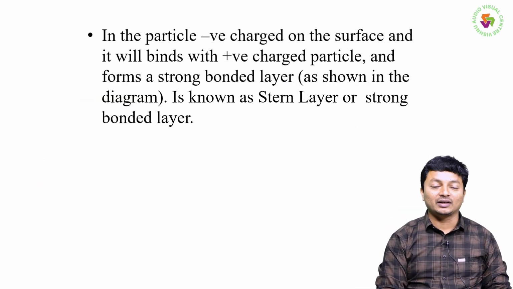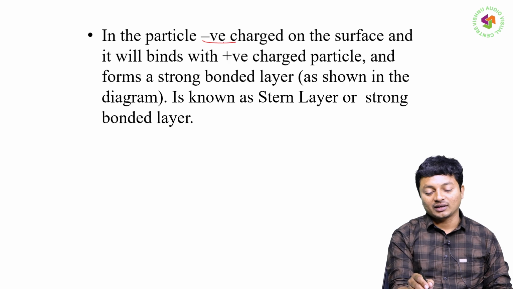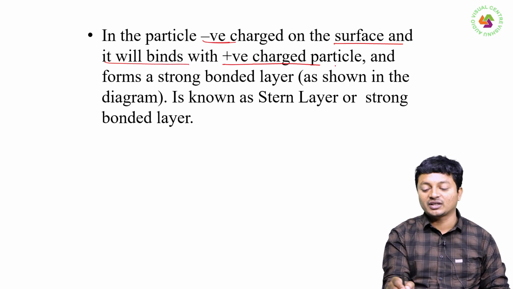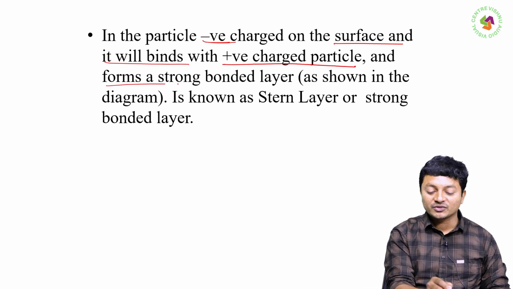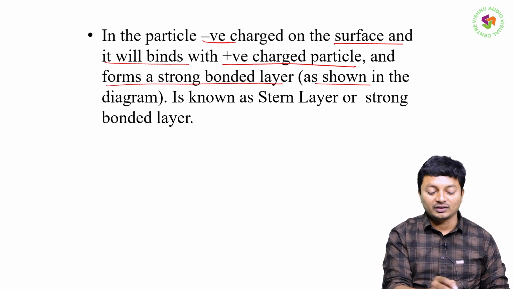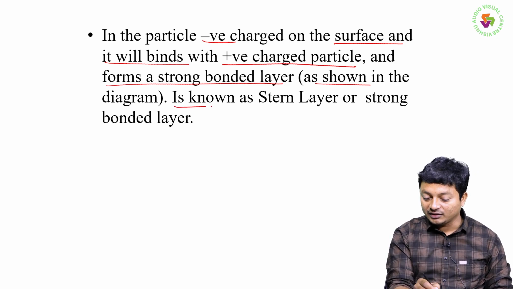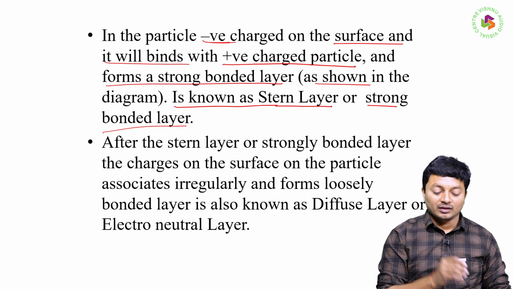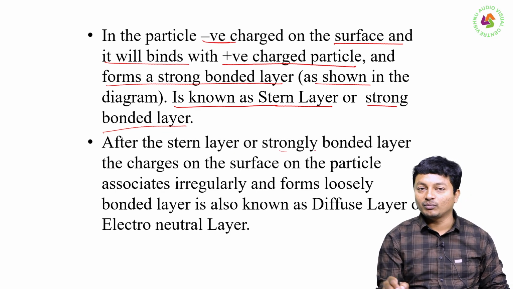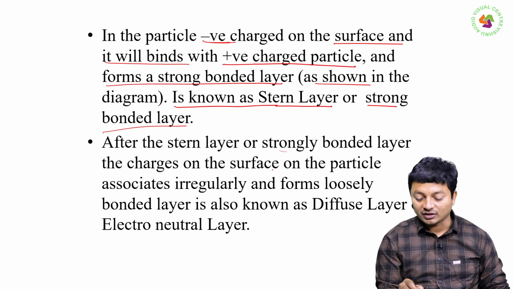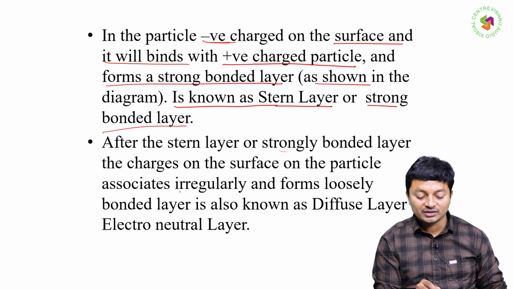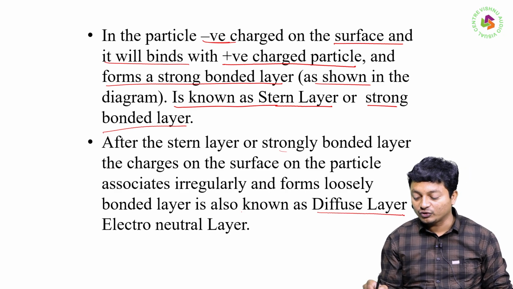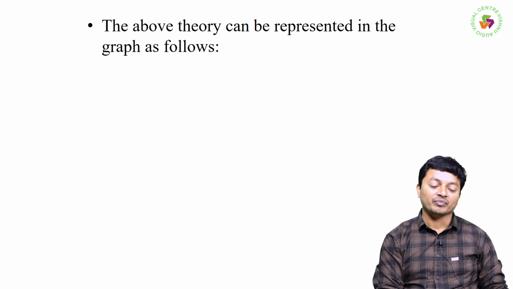In the diagram, the particles contain negative charge on the surface and they bind with positively charged particles, as we discussed, and form a strongly bonded layer, as shown in the diagram. That is known as the Stern layer or strongly bonded layer. After the Stern layer, the charges on the surface of the particles associate irregularly and form a loosely bonded layer, which is also known as the diffusion layer or electroneutral layer.